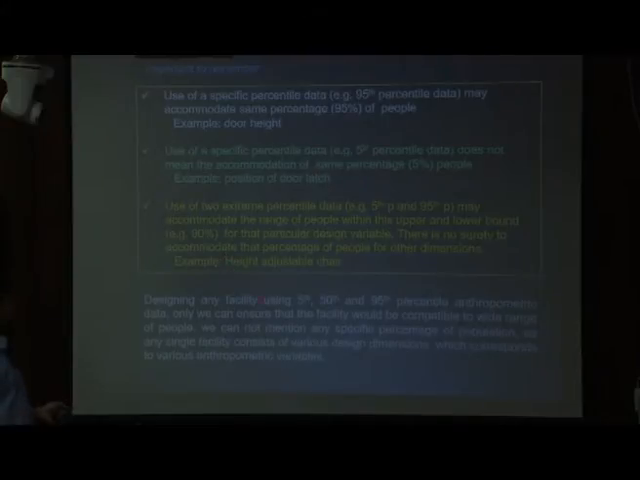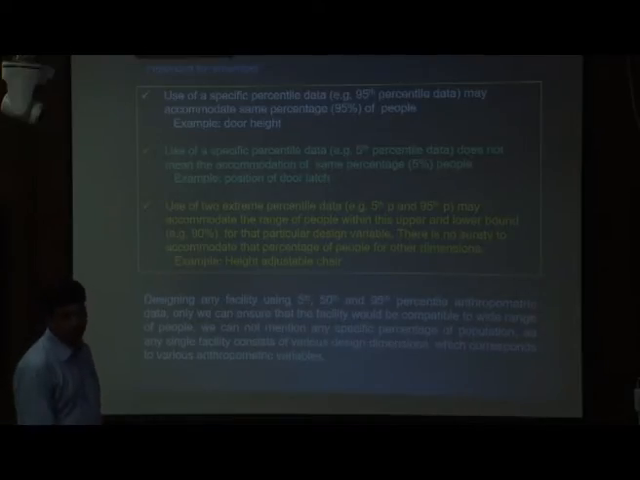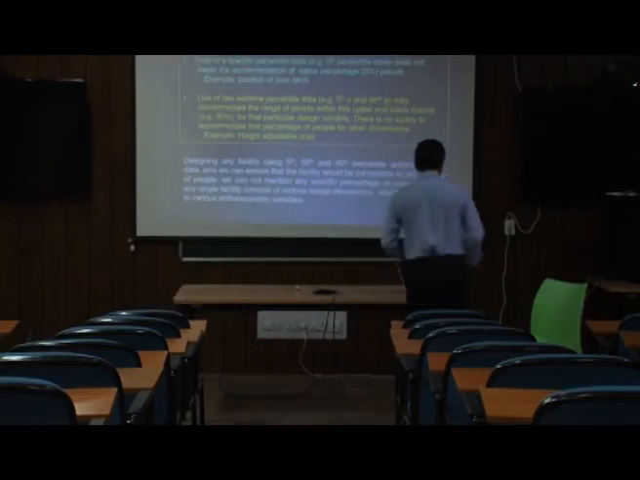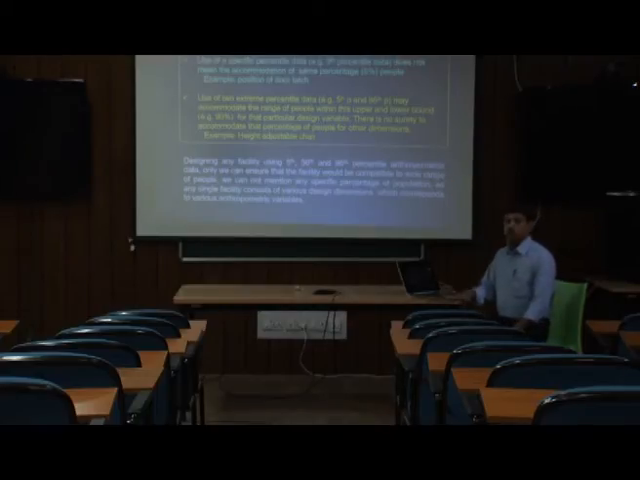In this case, we can take the example of a height adjustable chair or height adjustable table, where the table surface can move up and down while we are seated. If this is the elbow rest height, the design dimension is the table top height. For that purpose, the corresponding anthropometric variable is elbow rest height. If we use data from the 5th percentile elbow rest height to the 95th percentile, then between these two, the whole 90% of the population will be able to use it comfortably.